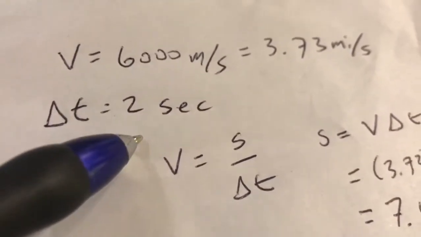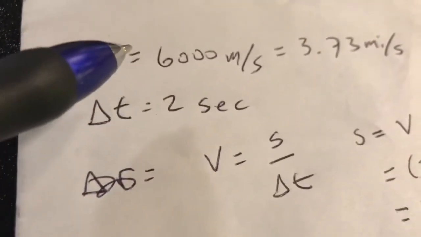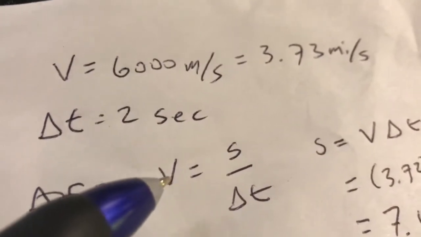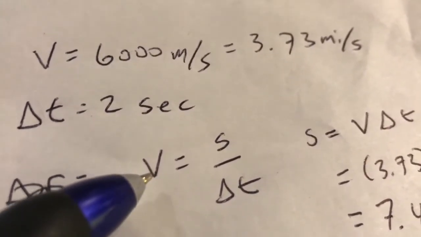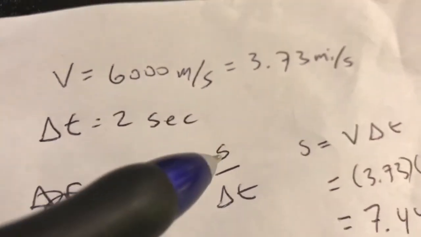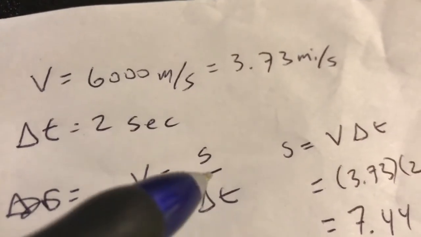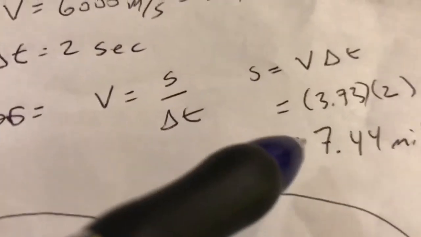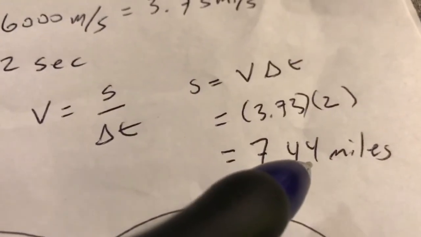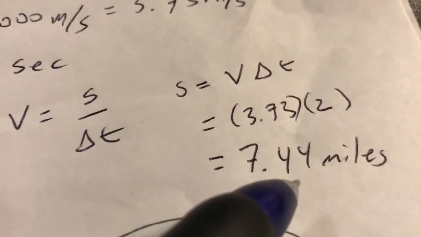So in that 2 seconds, one thing goes faster than the other. So here I can calculate based on the speed of sound, is distance over the change in time. Solve for S. That's 7.44. That's how much further one of them has to go.